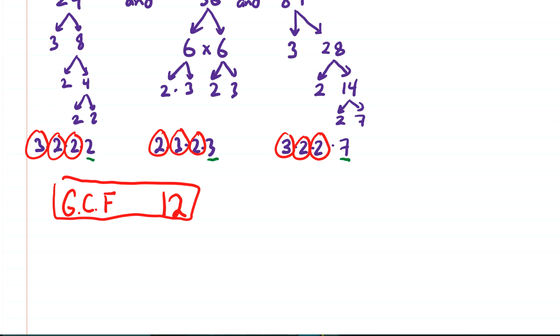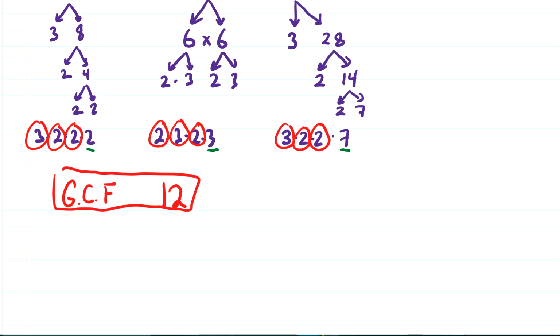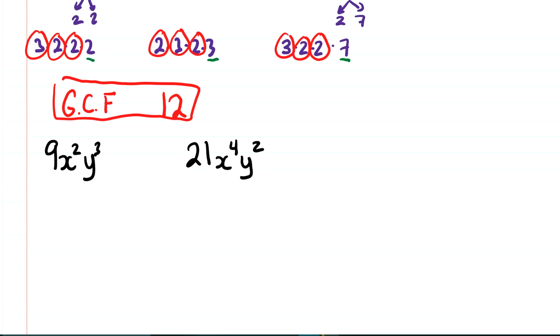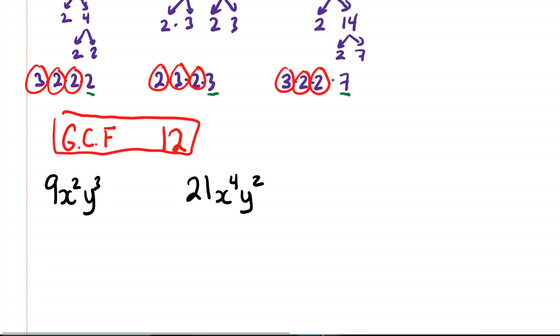Okay, so let's take a look at one more example here. Let's say we had one that had variables with it. So maybe let's take a look at 9x squared y to the third power, and 21x to the fourth power y to the second power. Now you could do prime factorization again of these. Some of you might have a faster way of finding the factors.